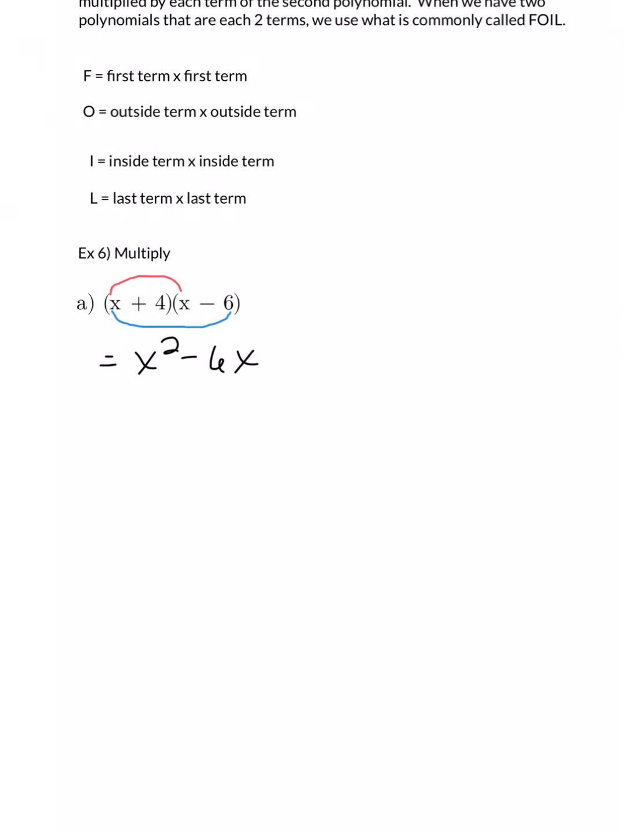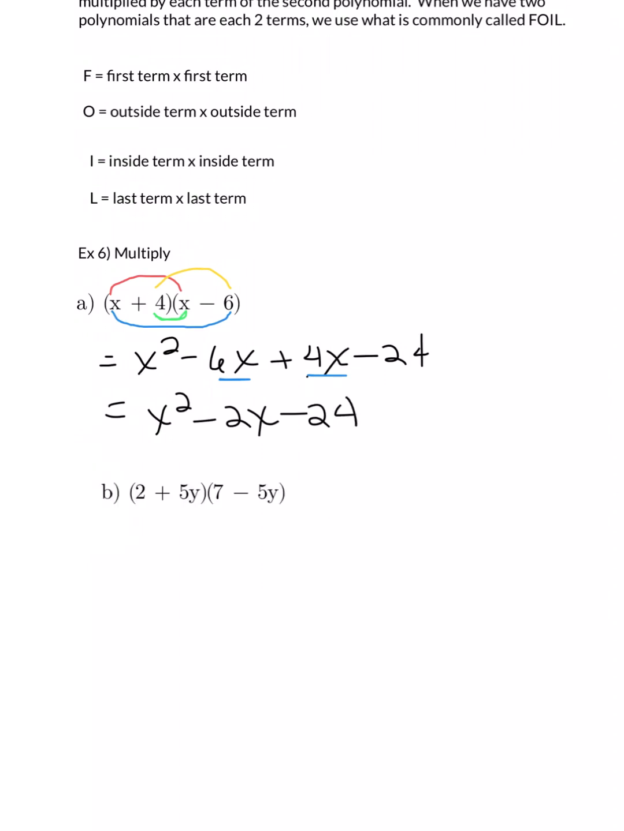The insides are the two terms in the middle. If we take 4 times x, we get positive 4x. And then the lasts are the second of each one. Positive 4 times negative 6 gives us negative 24. Now, combine any like terms, and if you look, we have two terms that are like terms in the middle. We will get x squared, negative 6x plus 4x gives us negative 2x, minus 24.